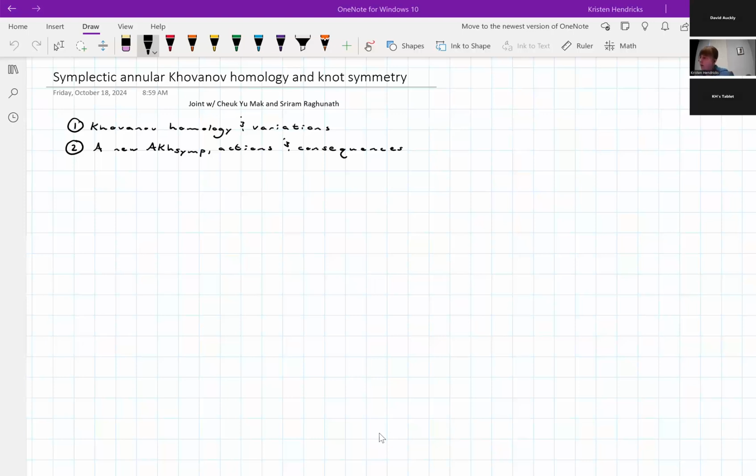So what's the plan? First, we want to talk about Khovanov homology and some of its friends, and then we'll get to the new invariant under consideration.